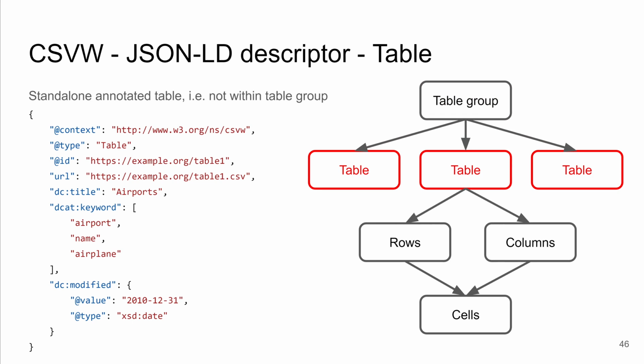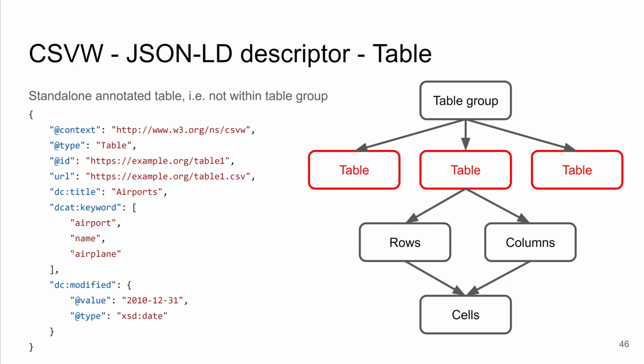Now let's move one level lower, and we'll talk about the individual tables. So here again, the table may be part of the table group, which was the first example, and in this example the table is actually standalone, which may also be the case for some tables, that they are not part of any table group. Therefore they are annotated using their own JSON-LD descriptor, which is this case. So again, we have the link to the context. The type here is table. There is an ID of the table description, which is the IRI of the annotated table, which is different from the URL property, which contains the URL of the actual CSV file. So the first IRI is the identifier of the annotated table, and the URL is the URL of the actual CSV file, two different identifiers.